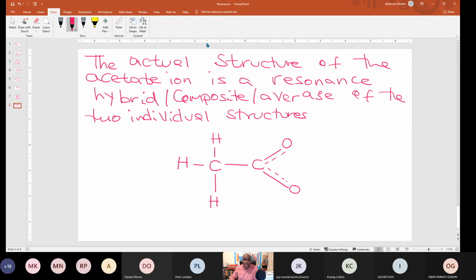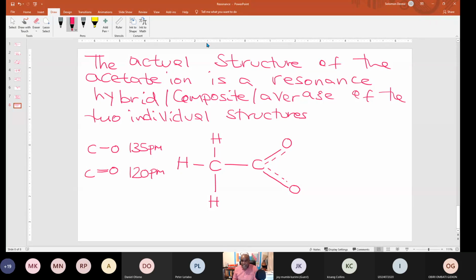You remember what the experimental data was telling us about the length of the carbon-oxygen bond: if it is a single bond, it is 135 picometers, and the double bond is 120.